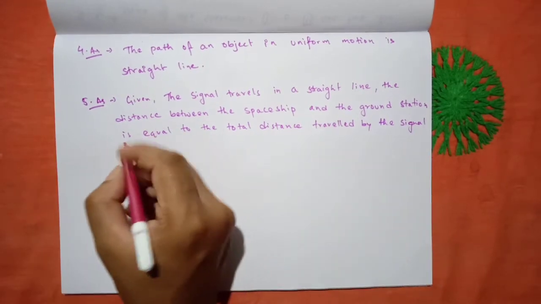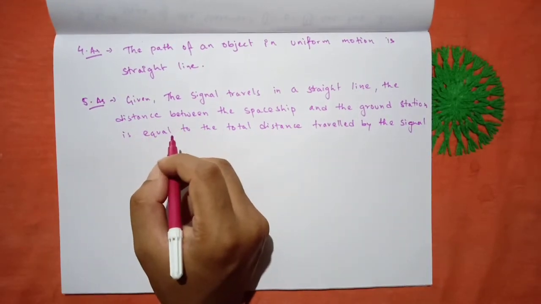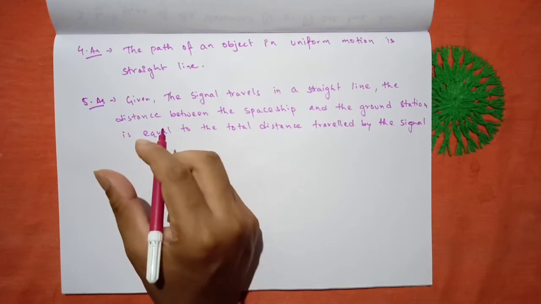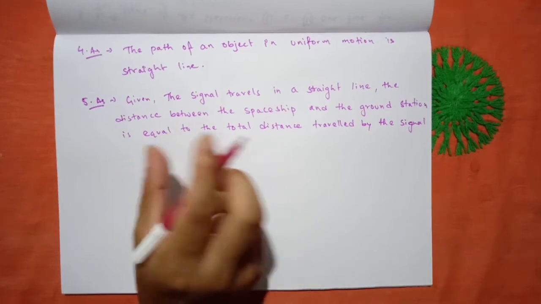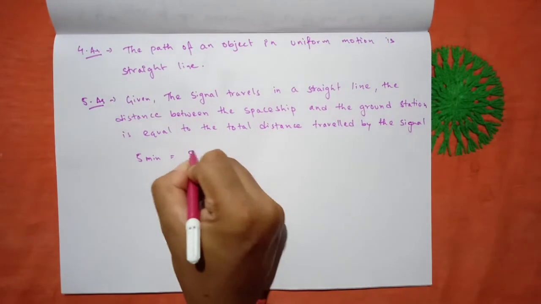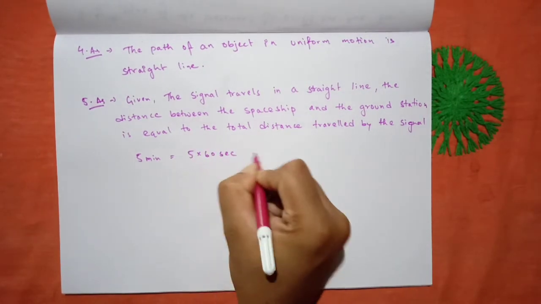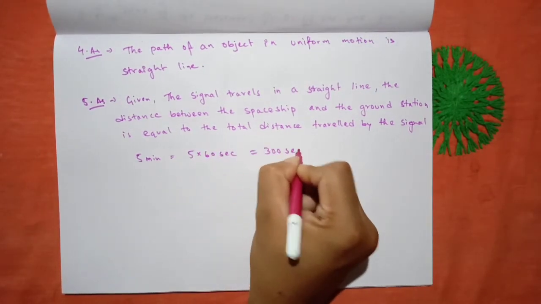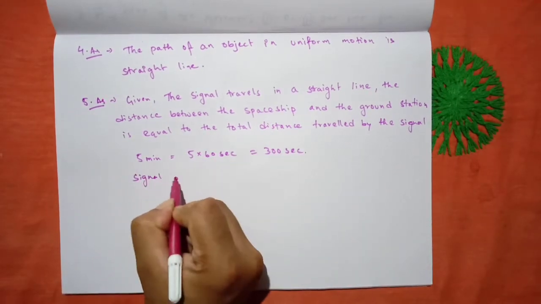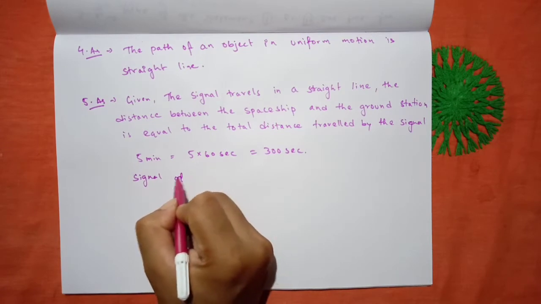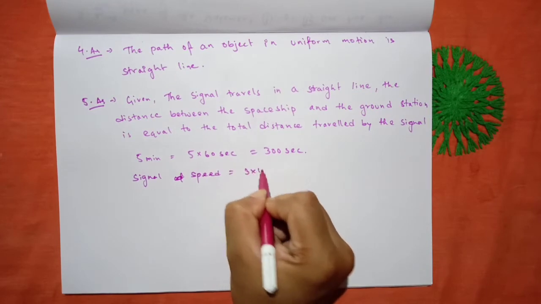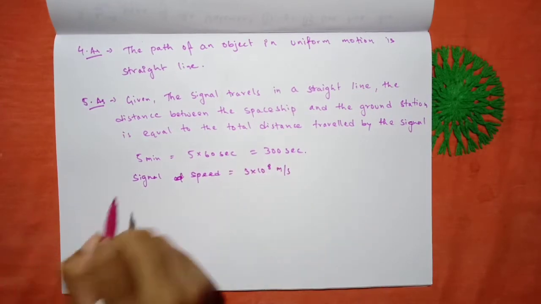the ground station. Okay, so it is given that the signal from the spaceship reaches the ground station in 5 minutes. So let us take 5 minutes here. 5 minutes is equal to 5 into 60 seconds, which is equal to 300 seconds. Okay, so the signal speed is equal to 3 into 10 to the power 8 meter per second.